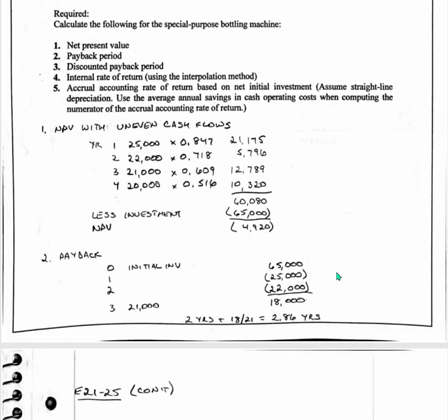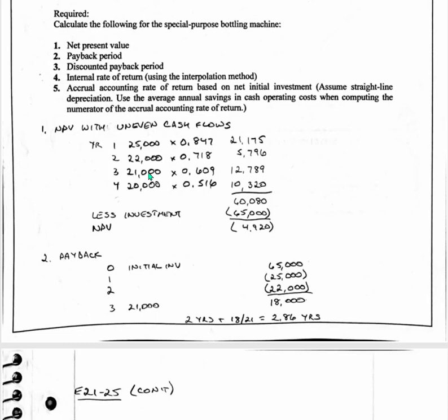Now payback is where you really notice uneven cash flows, and that's probably where you see problems more frequently. But we've got an additional investment of $65,000 at time 0. Then $25,000 comes in at the end of year 1. Then $22,000 at the end of year 2, and we're down to $18,000. So we don't have enough left to do a full year. So we would say that the payback period would be 2 years plus 18 over 21. That's the portion of a year.